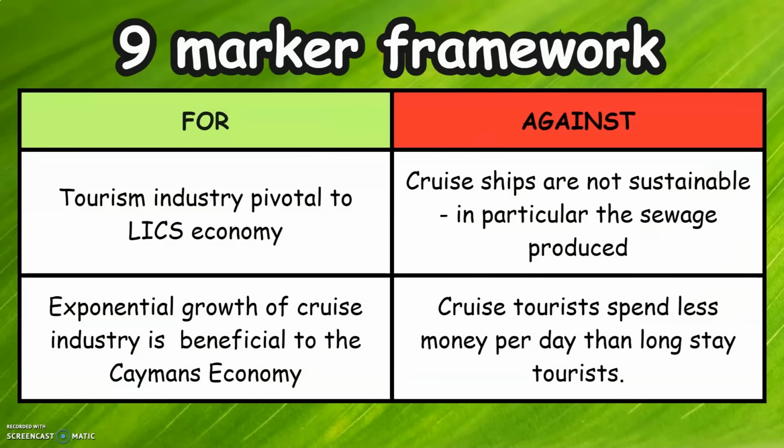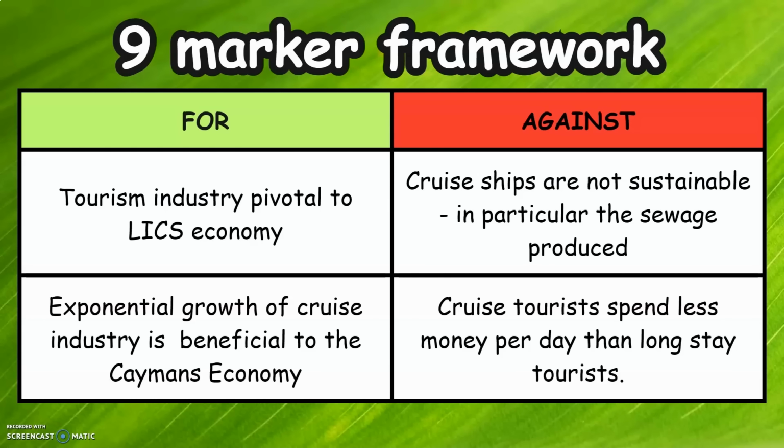Now, the 9 marker framework. In Section A, the end of it is always going to be the 9 marker, which is always going to be the problem that you're studying. For 2023 exams, it will be, should the cruise port be built or not? Here is my 9 marker framework. I've put 2 points for and 2 points against, and I'm going to discuss that in a little bit more detail now. Key point here, you know the 9 marker beforehand and you can prepare for it.